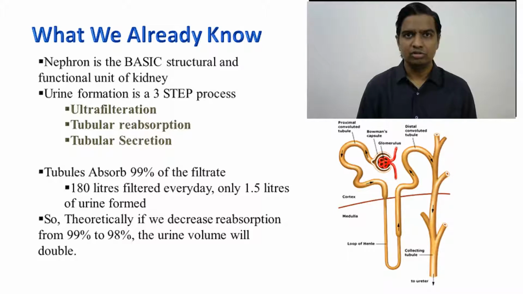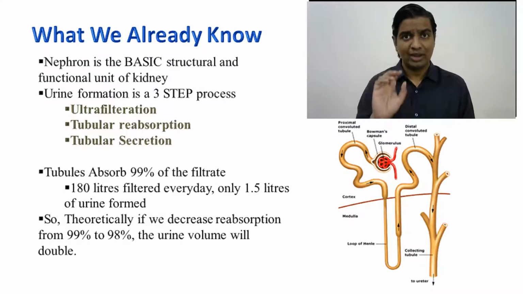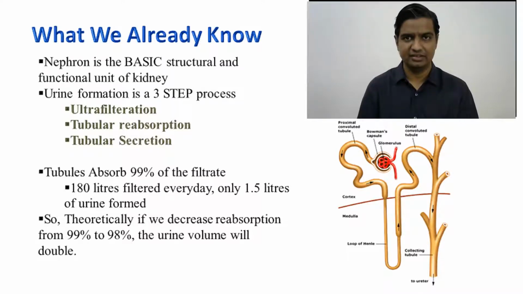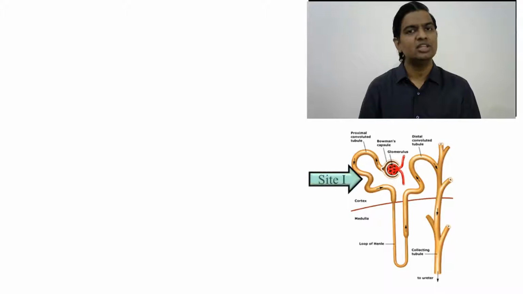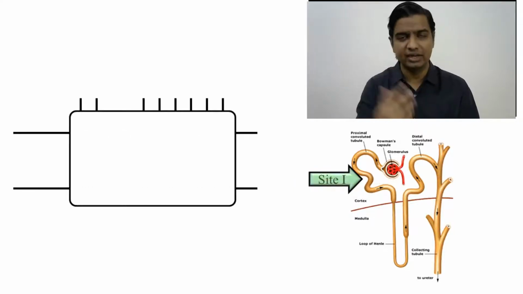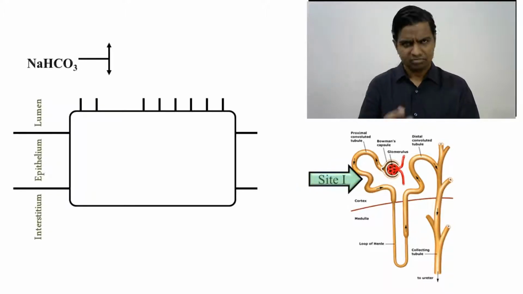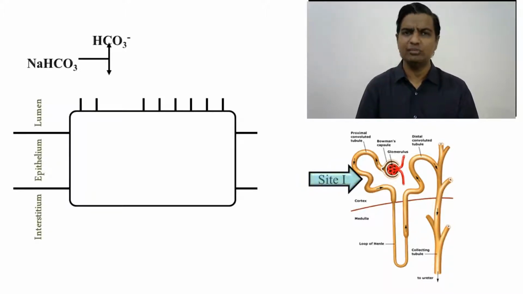Okay, so we first must understand at what levels the reabsorption takes place. And that's the reason why we are going to divide the entire nephron, the tube of the nephron, into different sites. Site number 1 is going to be the proximal convoluted tubule. Here, let us take one of the solutes which is excreted out, NaHCO3. NaHCO3 easily dissociates into HCO3 minus and Na plus inside the lumen of the proximal convoluted tubule.